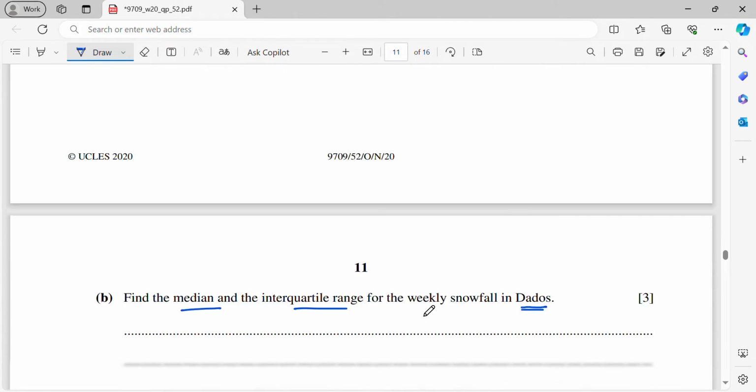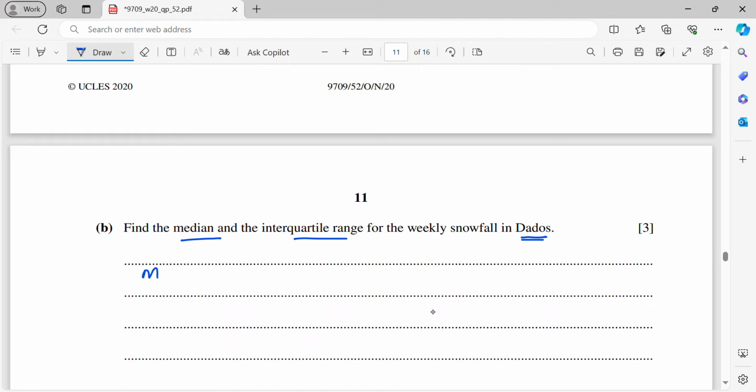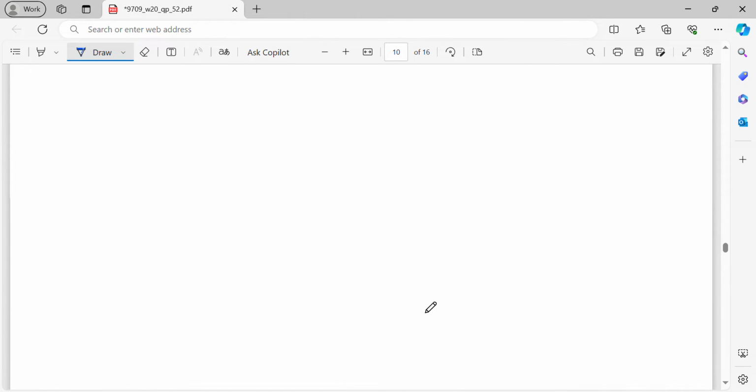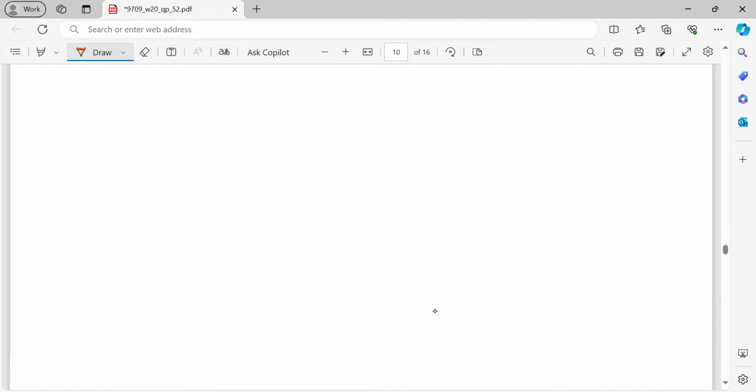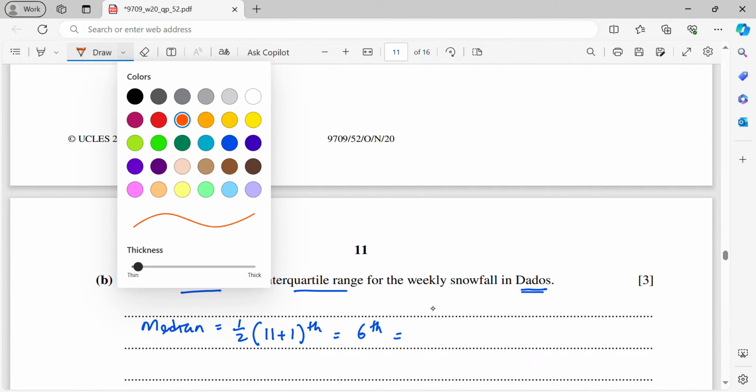So median is half of 11 plus 1. This is the position. So you will get 6. Data number 6, that is the median. So now look at the stem and leaf diagram. So this is data 1, 2, 3, 4, 5, 6. That means the answer is 15. So here I will write equals to 15.